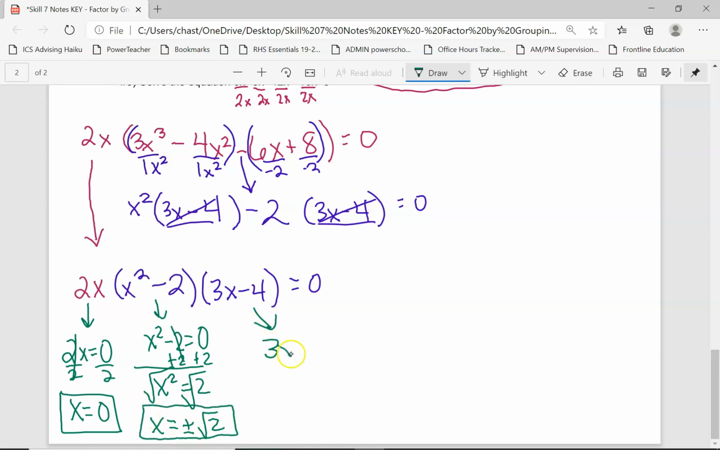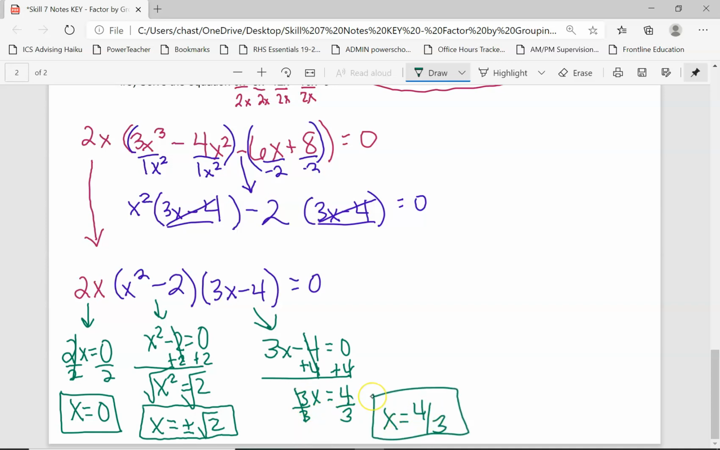And on the last one, we have 3x minus 4 equals 0. So we're adding 4 to both sides. We get 3x equals 4. Divide by 3, and we get x equals 4/3. And now we have all of our solutions. And now that you've watched this video, you should be able to do some practice problems on Delta Math.